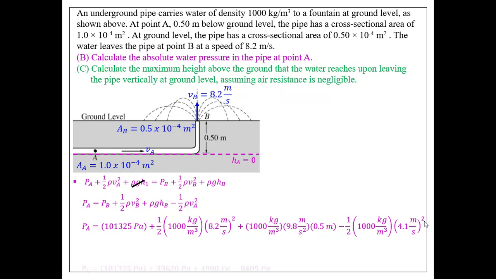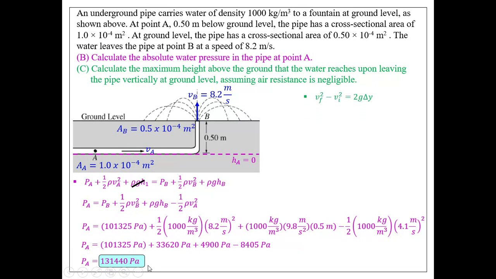All right, if you simplify all this work, the first term stays the same because that's just 1 atm converted to Pascal. The second term, if you simplify that, will be about 33,620 Pascal. Likewise, the third term here is about 4,900 Pascal. And minus this last term, which, if you punch in your calculator correctly, is about 8,405 Pascal. Simplifying that will give you an answer of 131,440 Pascal. Or you can write it in scientific notation if you want. I just kept that as is. It doesn't really matter to me. So that is the answer to part B. That's how much pressure exists at point A.